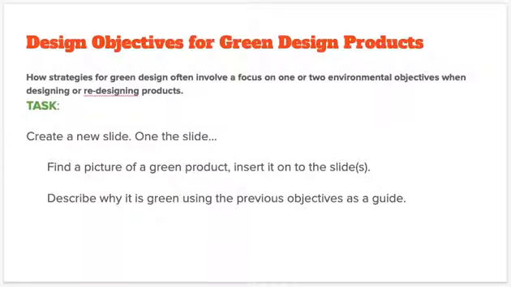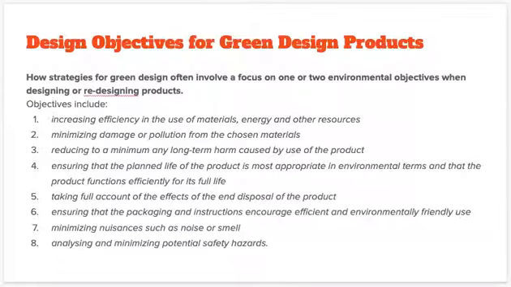So, first task in this subtopic. In that form, I want you to try to find a green product and tell me what some of the strategies were that have been used in that green design product. What is it that they're trying to achieve? Have these objectives been achieved? How have they been achieved?